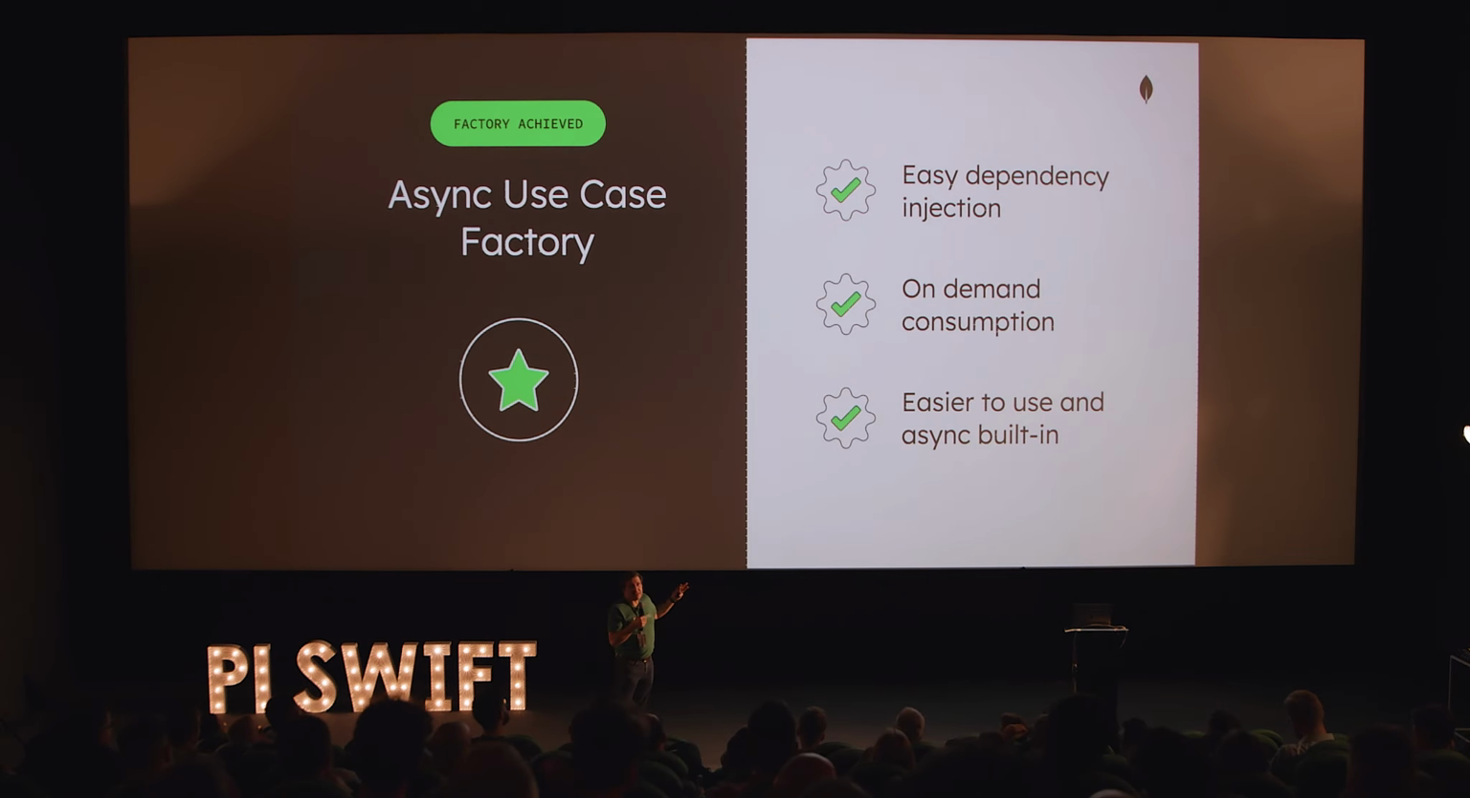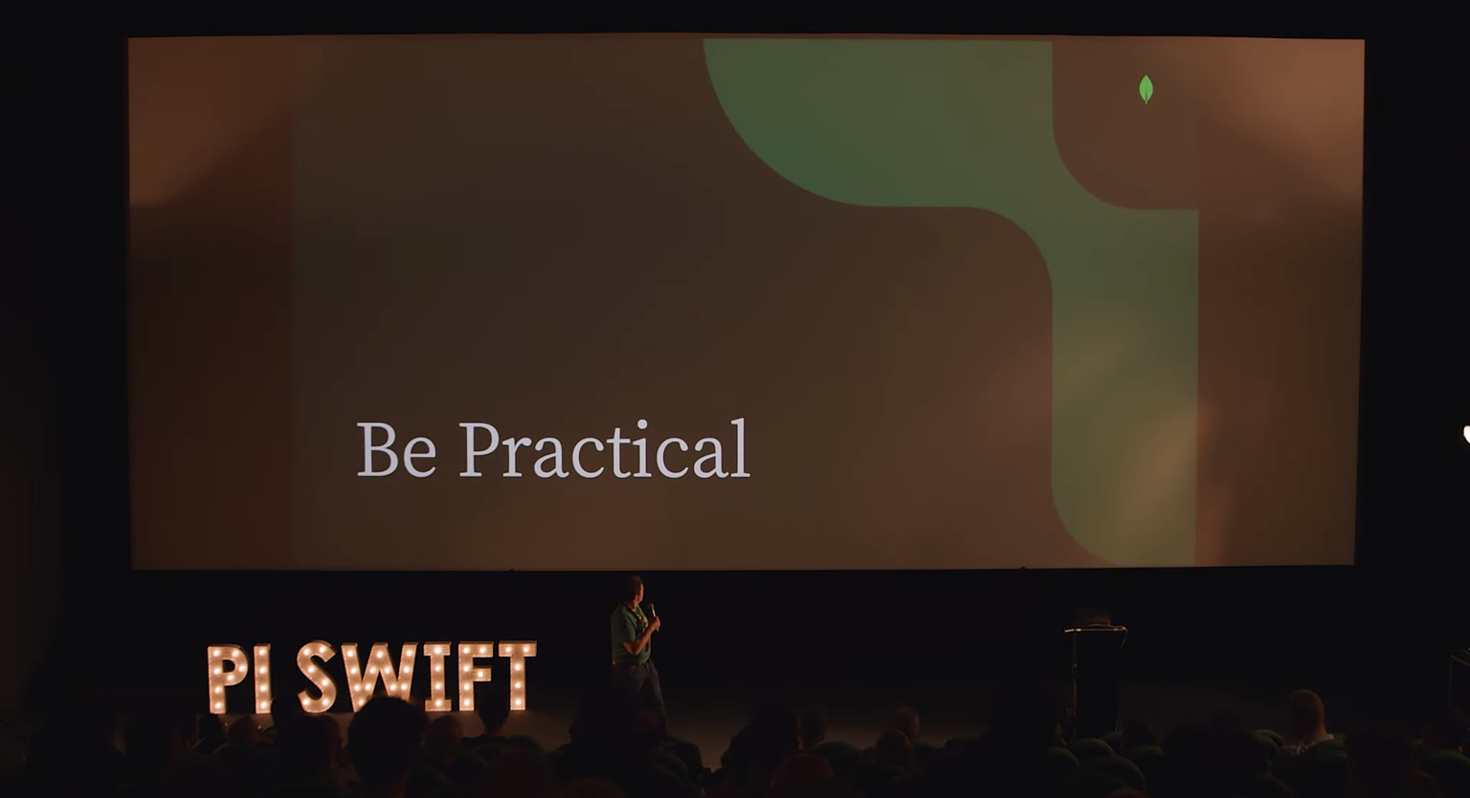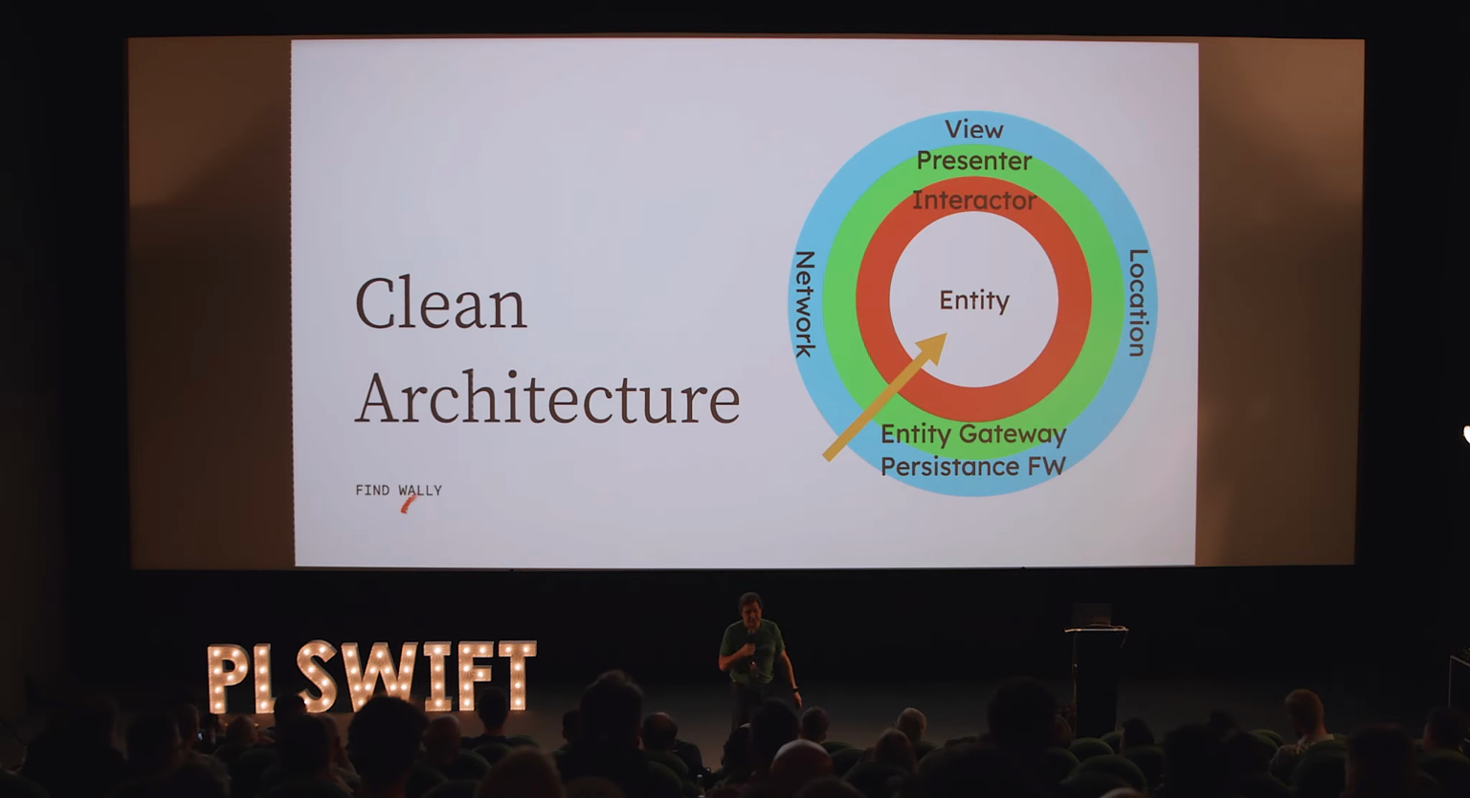So we get easier dependency injection, on-demand consumption as we were looking for, and we have all the capability to have all the use cases asynchronous or to deal with asynchronous storage. Let's say that you want to use Firebase's library and you want to make it asynchronous, or let's say that you want to use Realm and have it talking to the Atlas cluster in order to synchronize the data. You can do that by using asynchronous use cases. Okay, that was for the factory. And now let's talk about navigation.